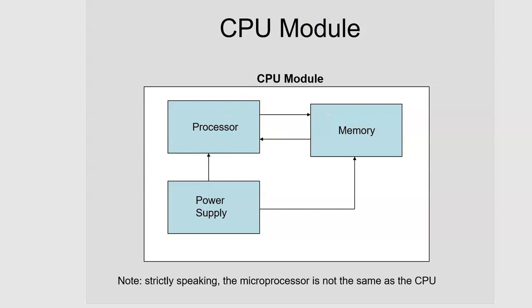Now in this class, even though we understand the microprocessor to be a part of the CPU, often I'm going to use those two terms interchangeably. So for the purpose of this class, we're going to consider the microprocessor and the CPU as the same thing. And if for some reason I need to be more specific about the difference between the two, I will bring that out.